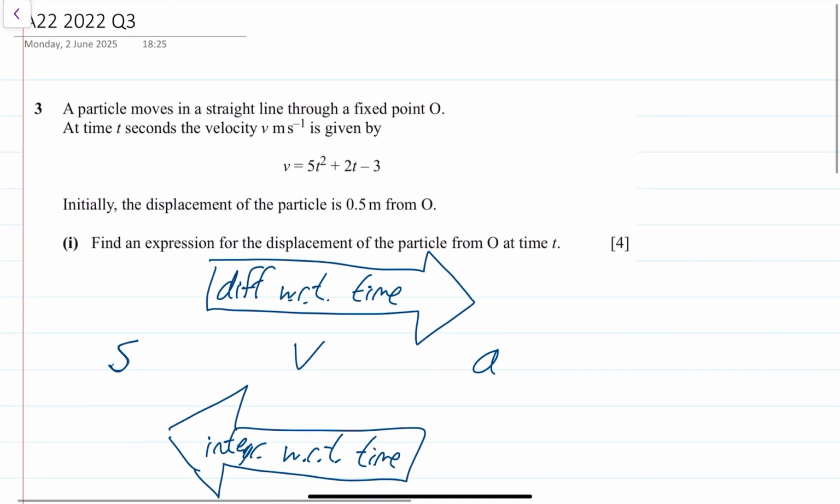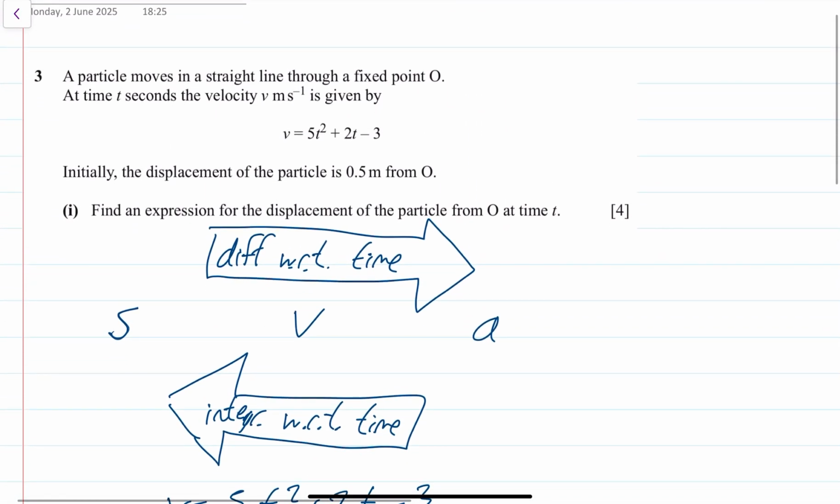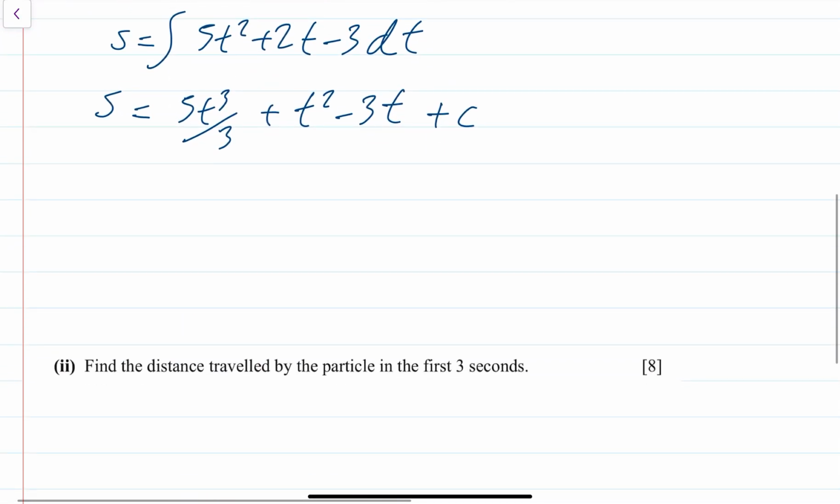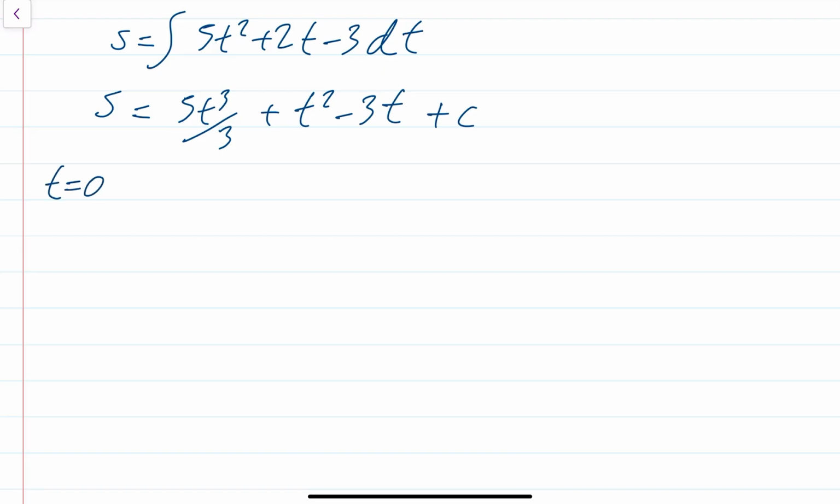So let's go back and read. It says, and there we have it, initially, the displacement of the particle is 0.5 meters. So what that tells you is that initially means at the start, when t is equal to 0, s is equal to 0.5. So we're going to put those into our equation. So initially, when t is equal to 0, s is equal to 0.5.